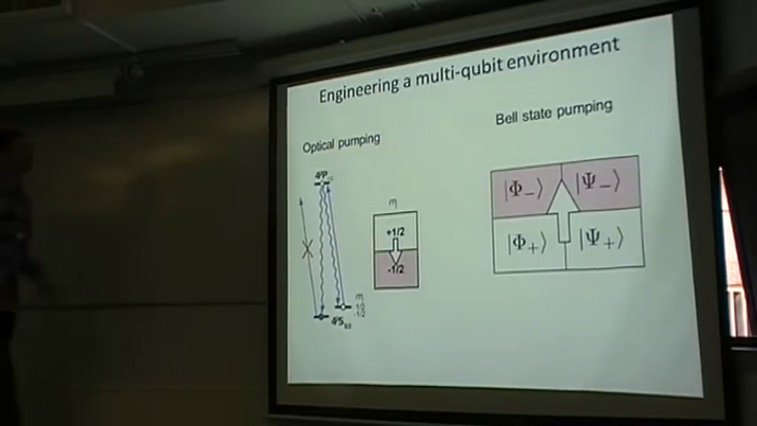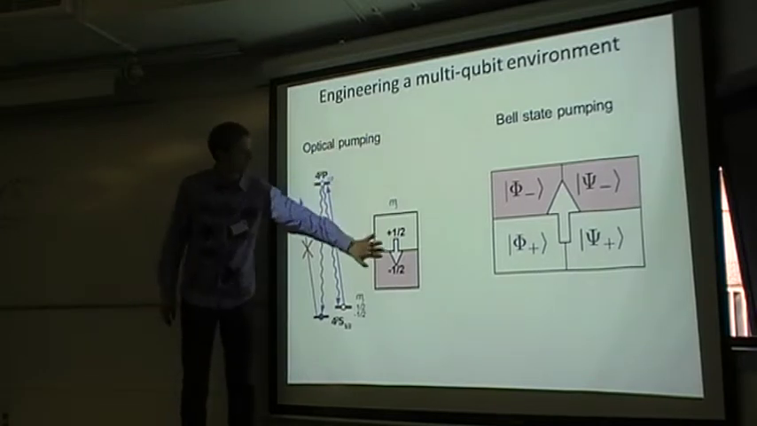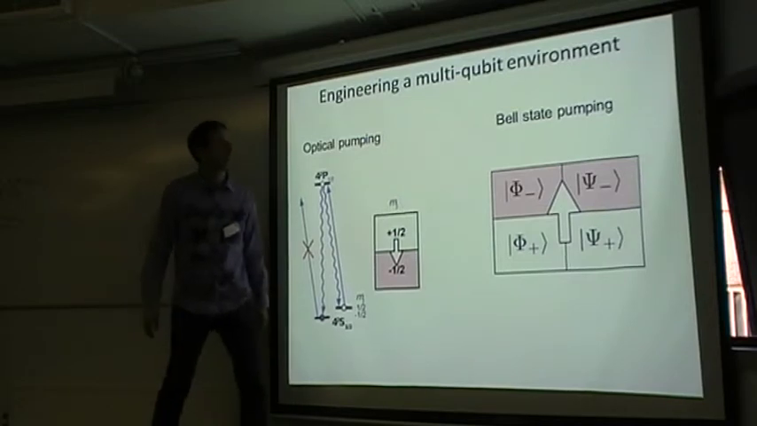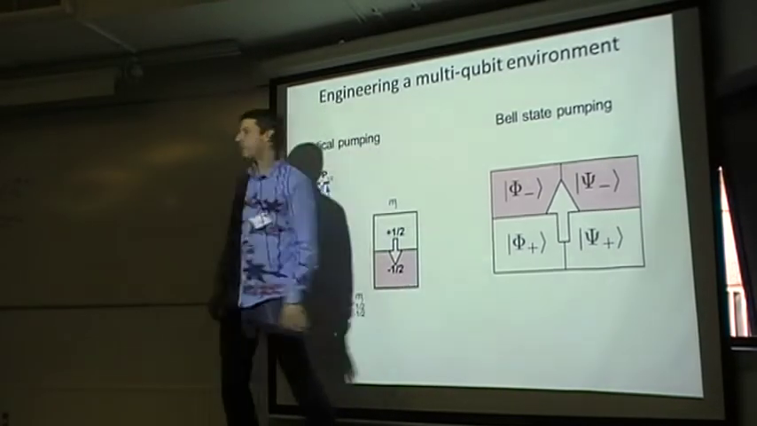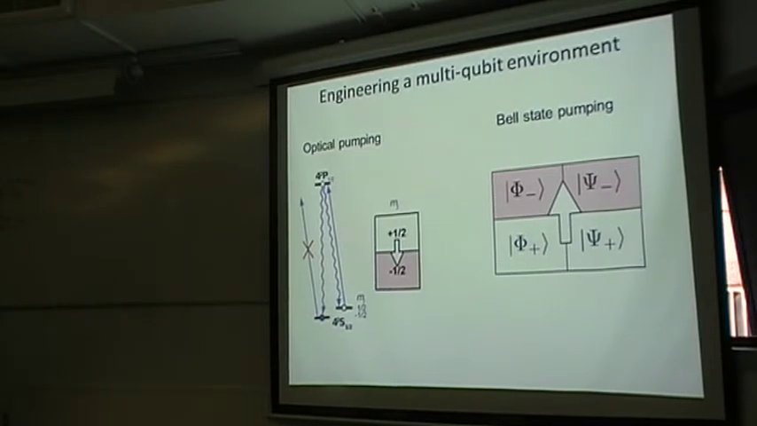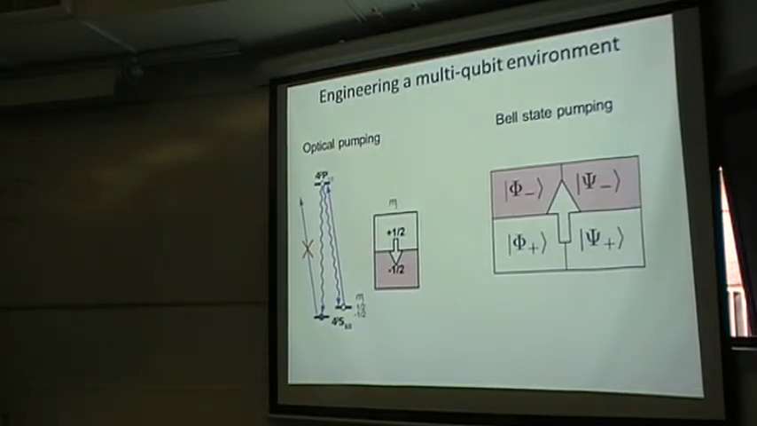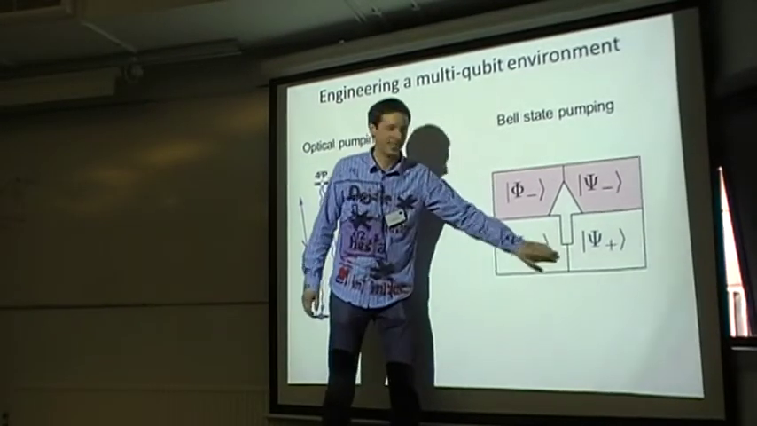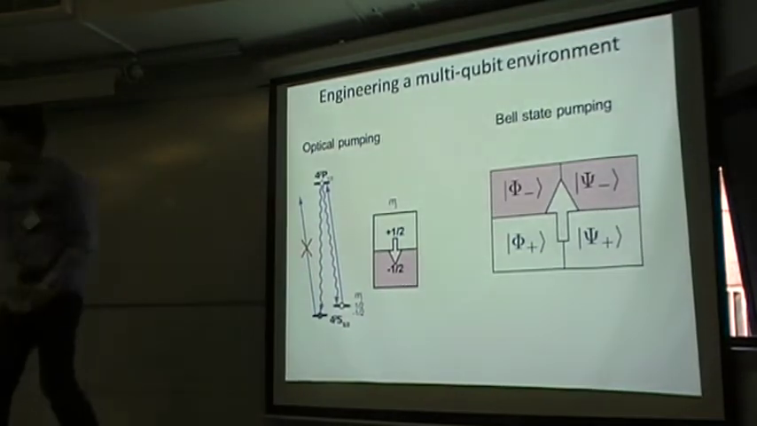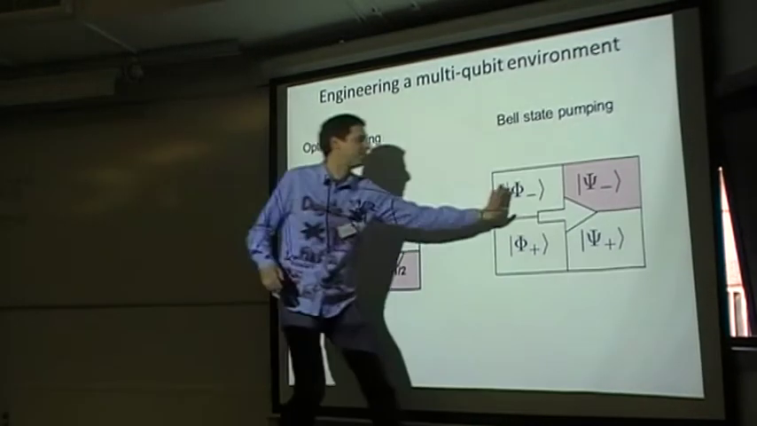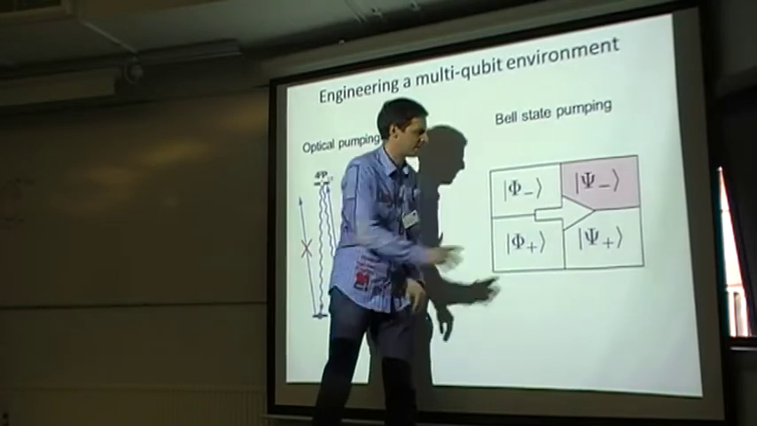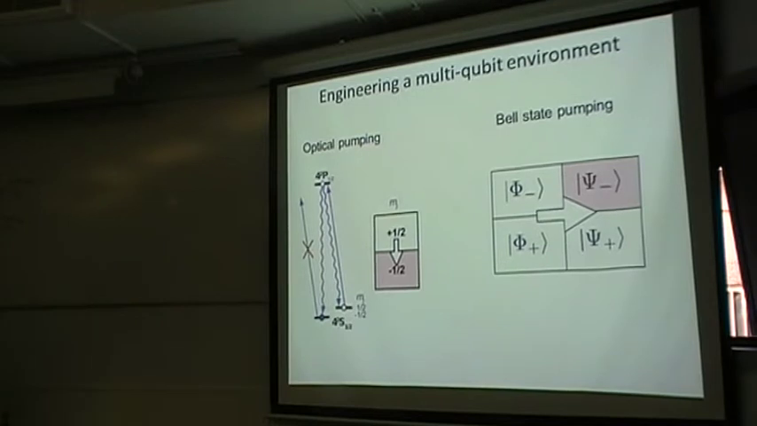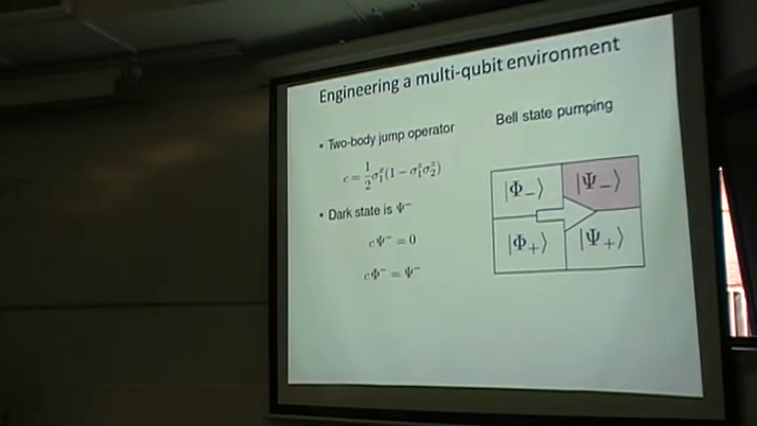I don't want to go too much into detail, but for example, this was the optical pumping from -1/2 to +1/2. You can also engineer a special type of jump operator that actually affects both of these ions at the same time, for example doing Bell state pumping. If you were in these two Bell states, they are mapped up here, or if you're in these two Bell states, they're mapped over here. So if you start with any arbitrary state, in the end you will end up in this one state.